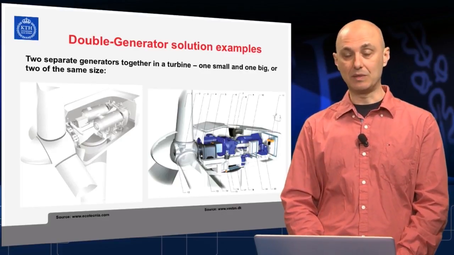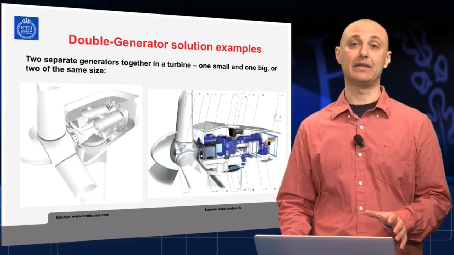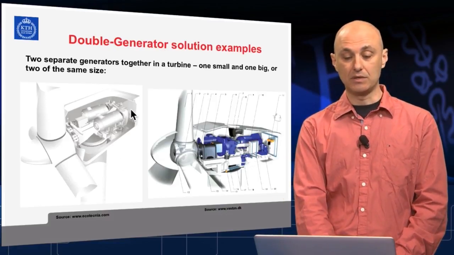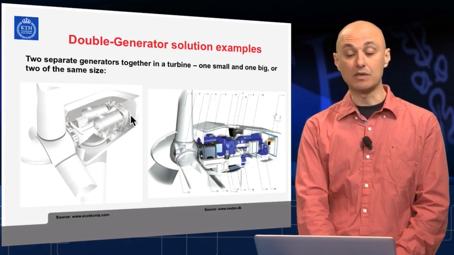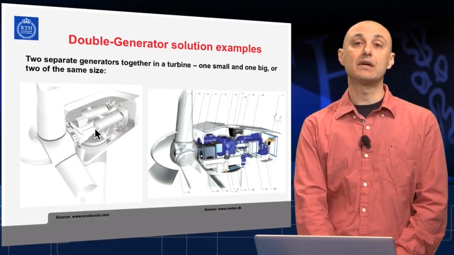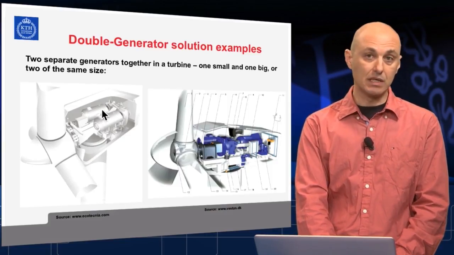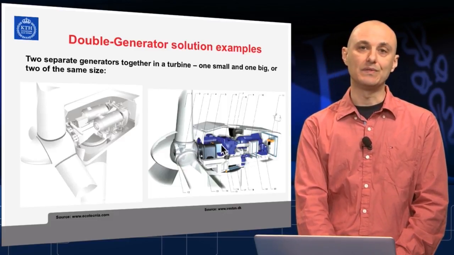These are just some examples of how real wind turbines looked in the old days. You can use two generators of the same size and run only one of them at low winds and then run both of them at high winds. Or you can use generators of different sizes, as we talked about above: one big one for the high winds, one small one for the low winds.